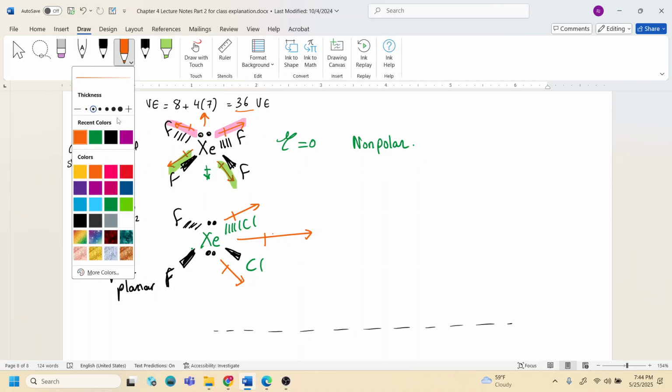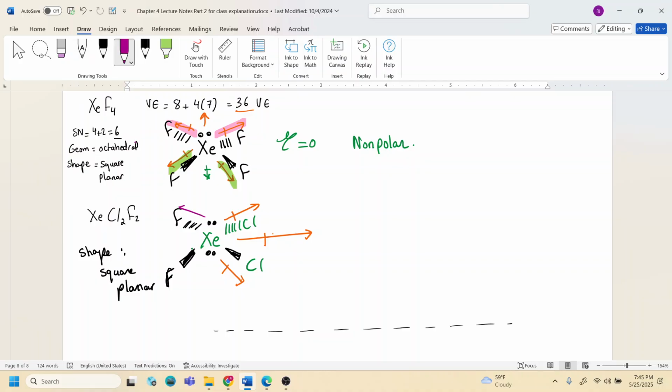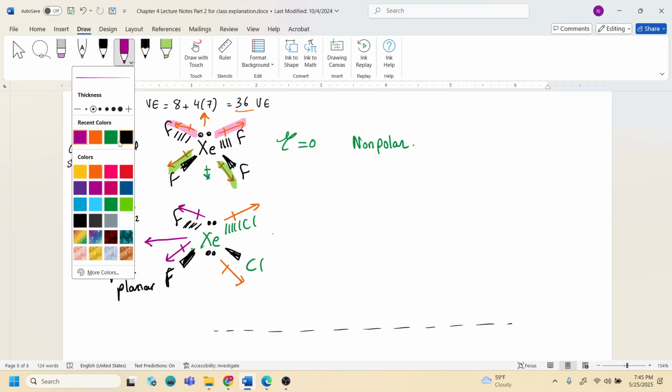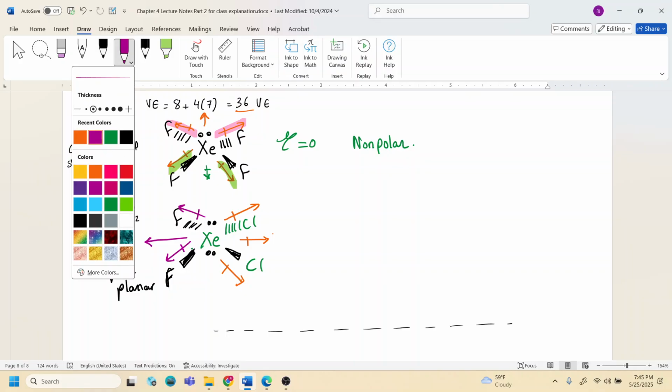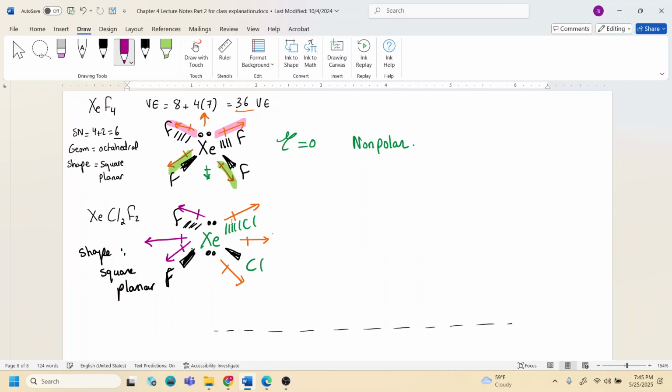Okay. And for the fluorines, here you go. So I do have the two fluorines, and the resultant is going this way. Which one is more electronegative? I should make this arrow smaller. So this arrow is going to be smaller because chlorine is less electronegative than fluorine. And then I do have my fluorine, which is more electronegative. So notice these two, they don't cancel each other.